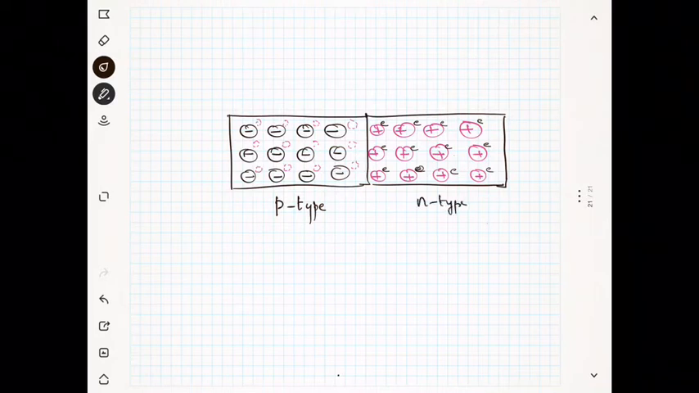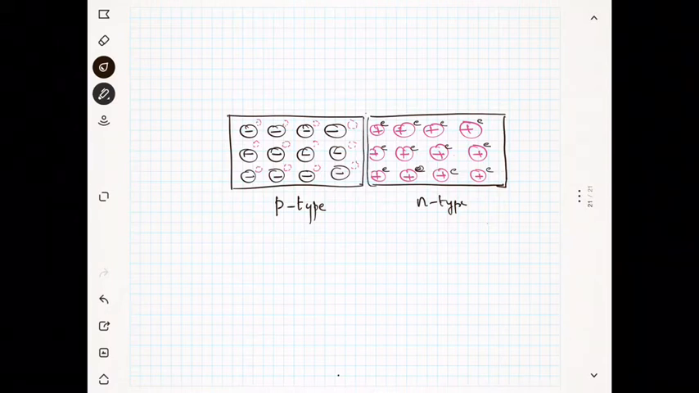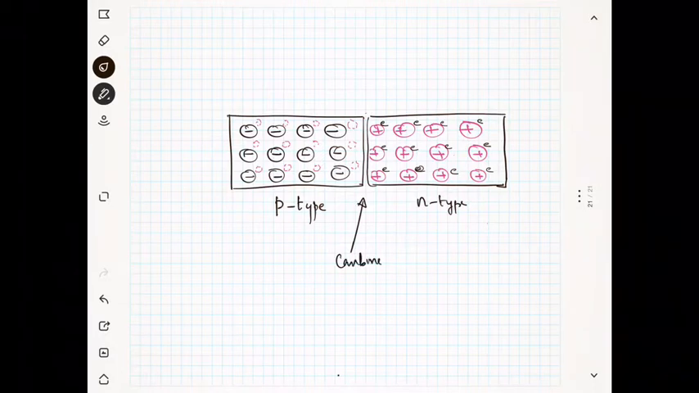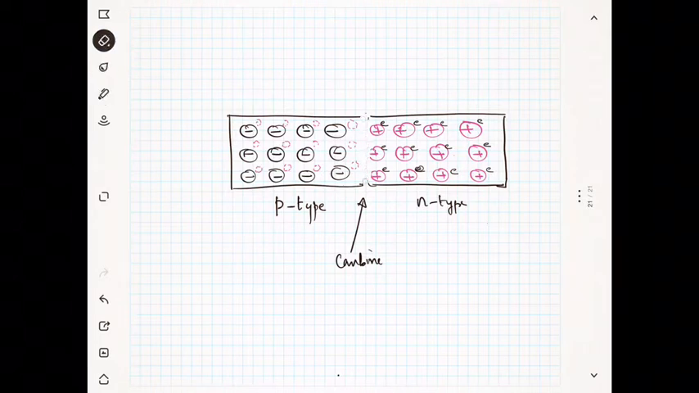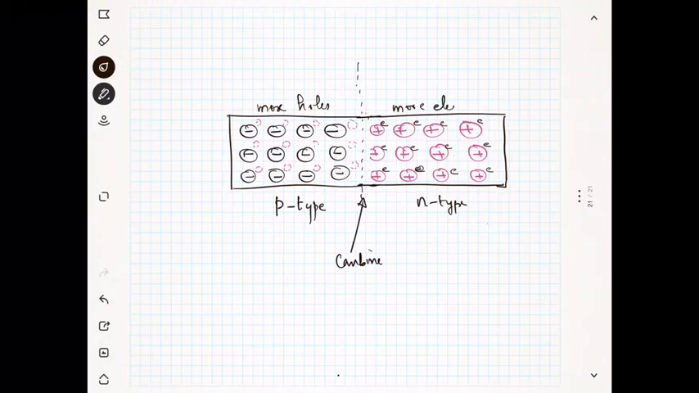Now what we have done, we have combined this. You can see these were separate. Now we are going to combine this. When we combine, it will be combined like this. Now you can see on the left side, that means on the p-type semiconductor, you have more holes, right? You have a lot of holes here, and on the right side you can see you have more electrons.